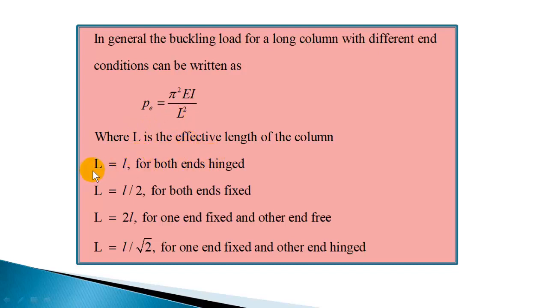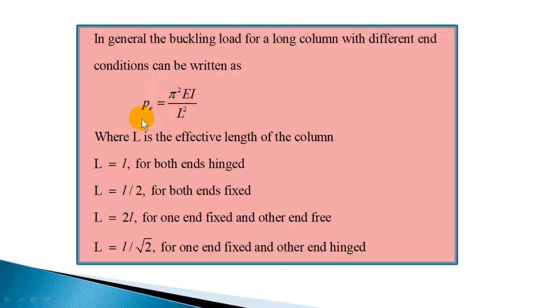When both ends are hinged, the effective length is equal to the length of the column, so you get pi square EI by L square. When both ends are fixed, you can substitute L as length of the column divided by 2, so you get (L by 2) square. When one end is fixed and the other end is free, the effective length is twice the length of the column, or 2L, so it is (2L) square. When one end is fixed and the other end is hinged, the effective length is length of the column divided by root 2, (L by root 2) square. So only this you have to remember, and the general formula.